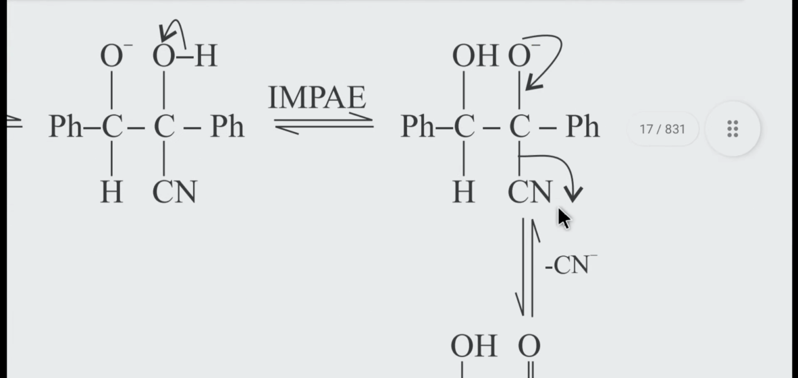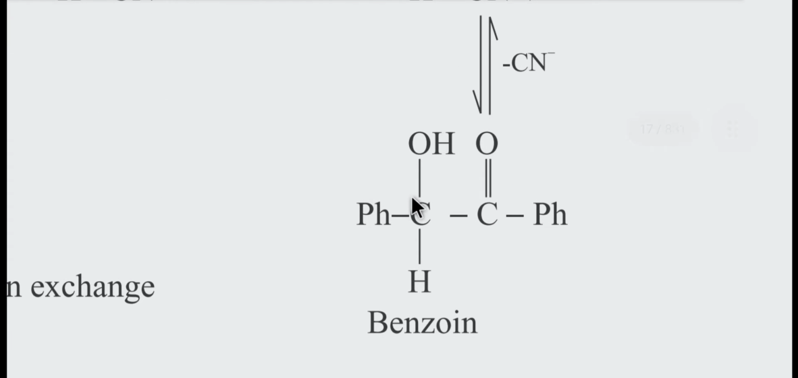The benzoin product is when one carbon has a double bond to oxygen and one carbon has an alcohol group, a hydroxyl group, attached, and these two carbons also contain phenyl groups. So this product is called the benzoin product. We will produce this benzoin, and benzoin has many uses.